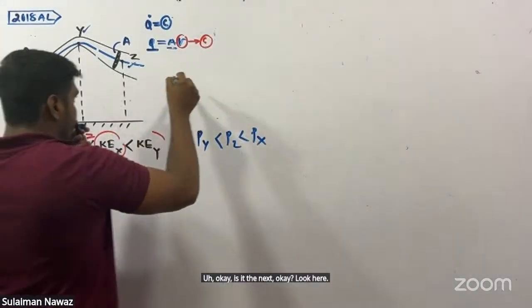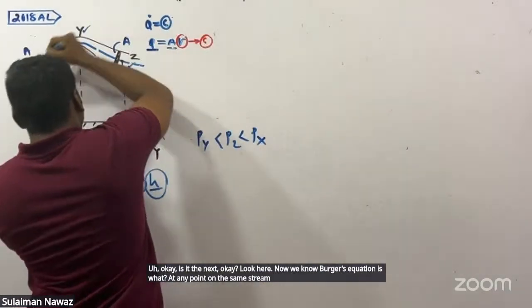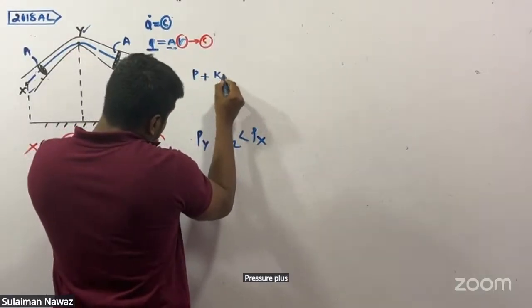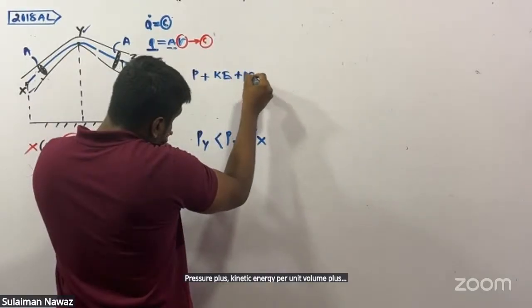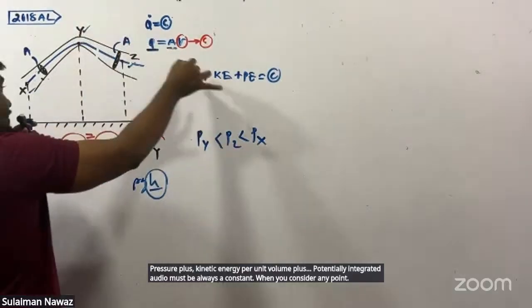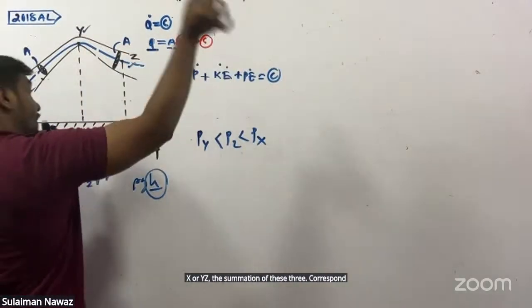Now we know what Bernoulli's equation is. At any point on the same streamline, pressure plus kinetic energy per unit volume plus potential energy per unit volume must always be a constant. When you consider any point, X or Y or Z, the summation of these three corresponding to those points must be a constant.